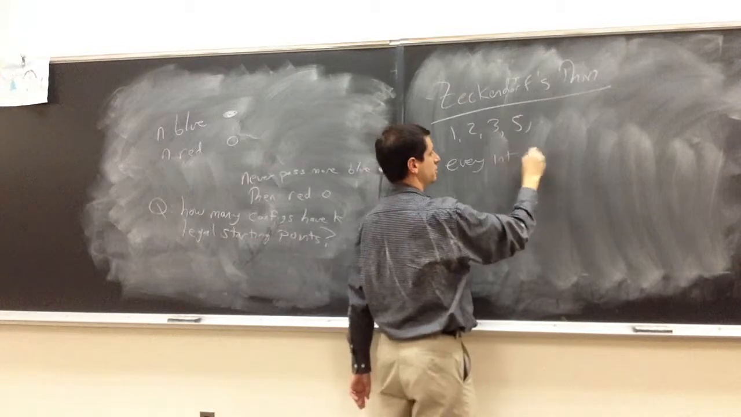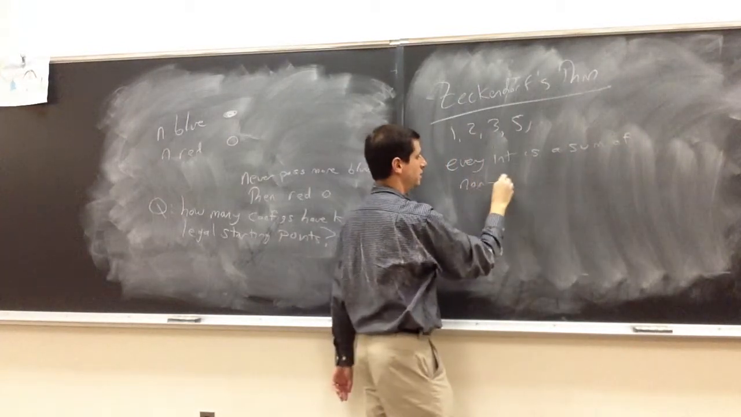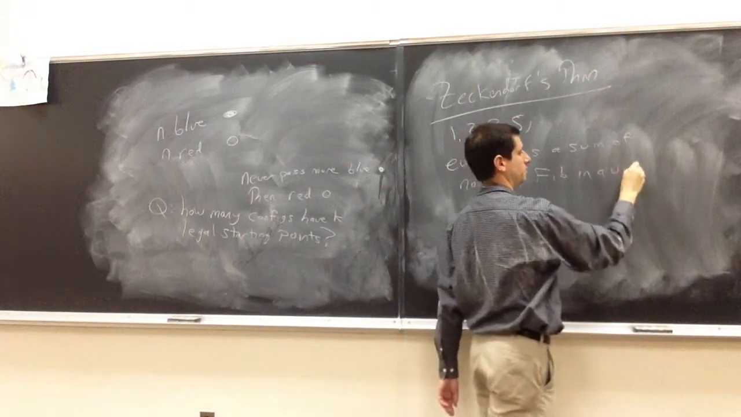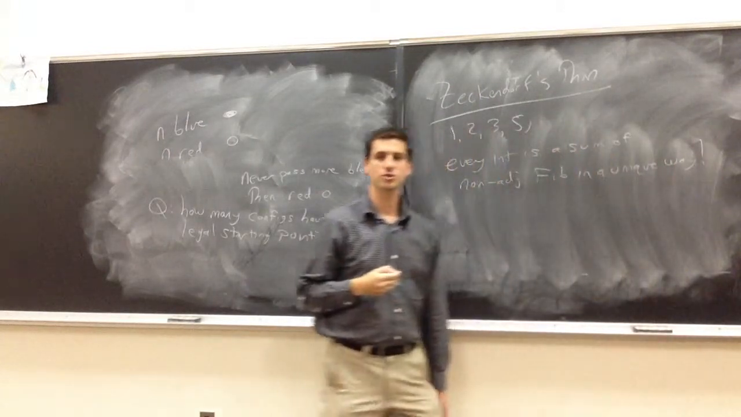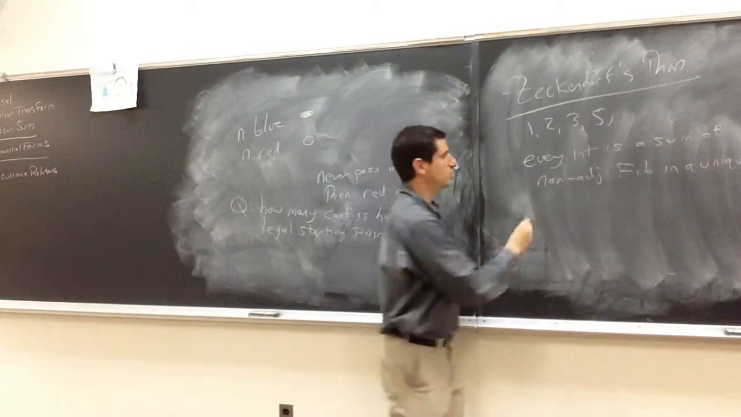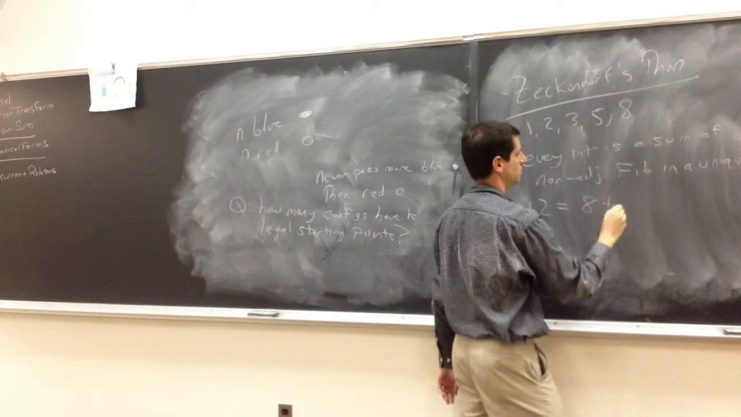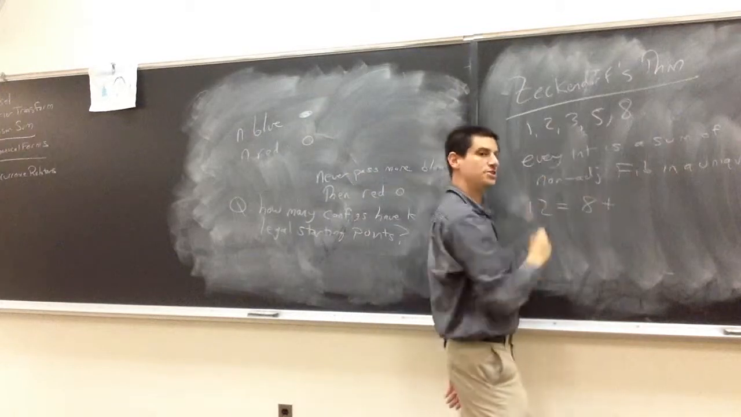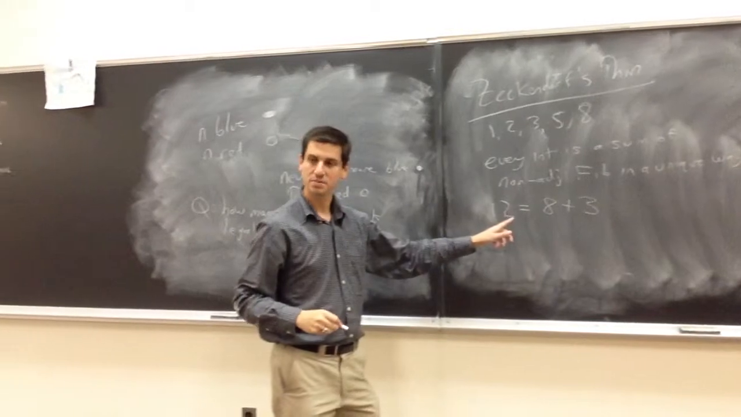Every integer is a sum of non-adjacent Fibonacci numbers in a unique way. So somebody give me a number that's not too large, not too small. 12. So I can write 12 as 8. And now 12 minus 8 is 4. Largest Fibonacci number less than 4 is 3. I'm using a greedy algorithm. 12 minus 8 minus 3 is 1.